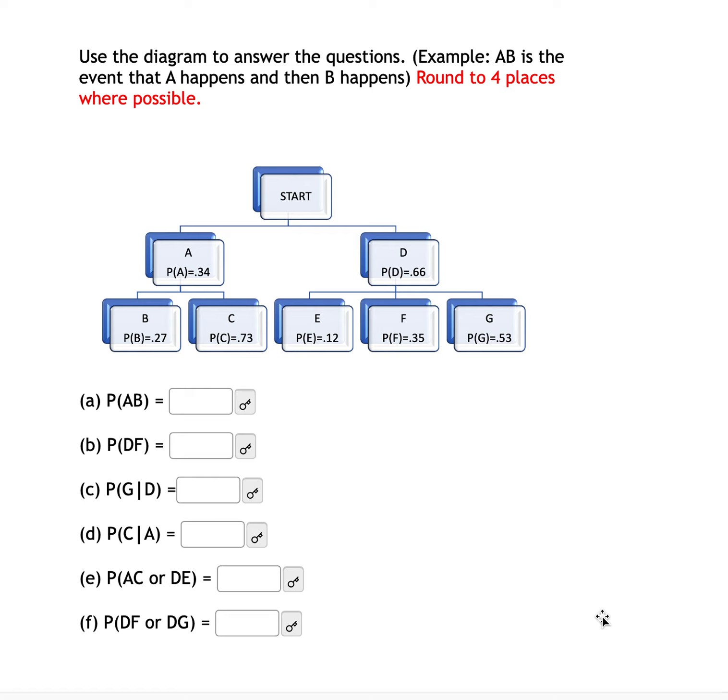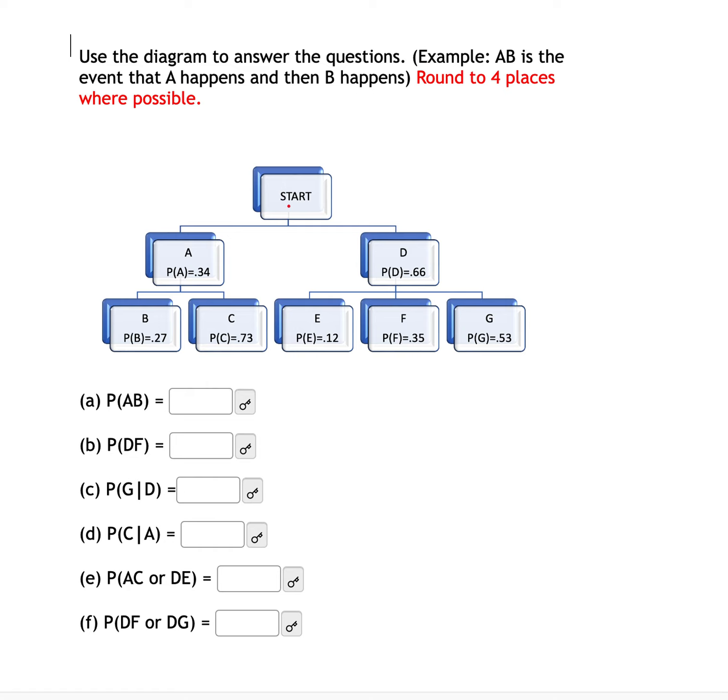In this example, we're going to use the diagram to answer the questions. And it says in parentheses, AB represents the event that A happens and then B happens. So AB is an AND statement, A and B. All right, so in this first question, it says find the probability that A happens and then B happens.